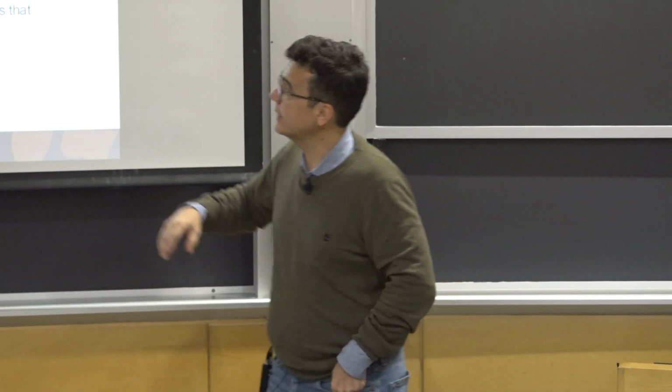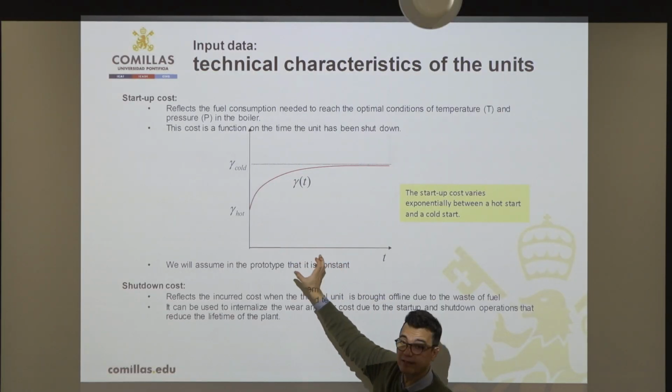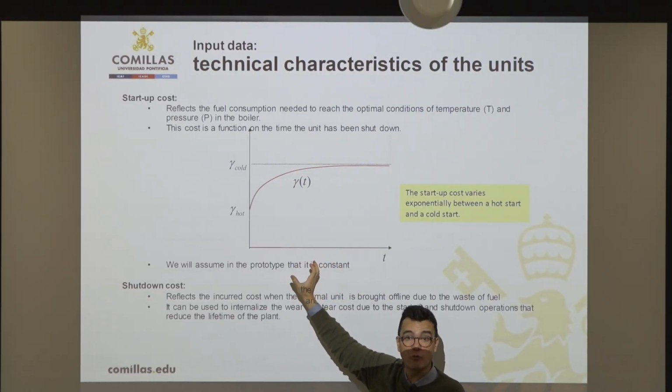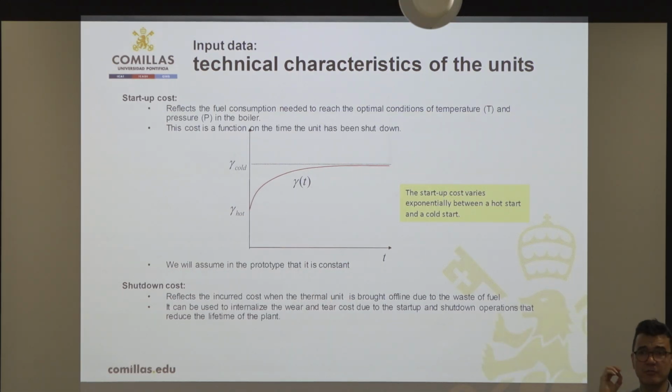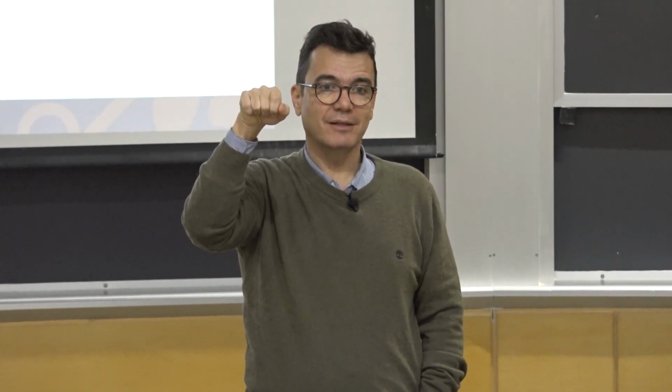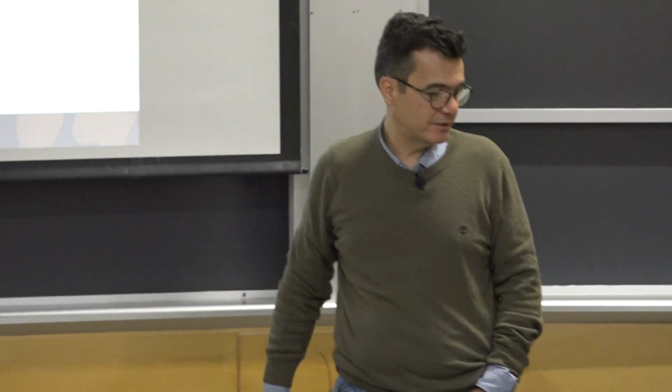So normally we distinguish between startup costs that take into account the number of hours that the unit has been off. From the optimization point of view, this is really challenging because we need to account for how many hours the generator has been off. This is a variable that needs to be taken into account in the system.